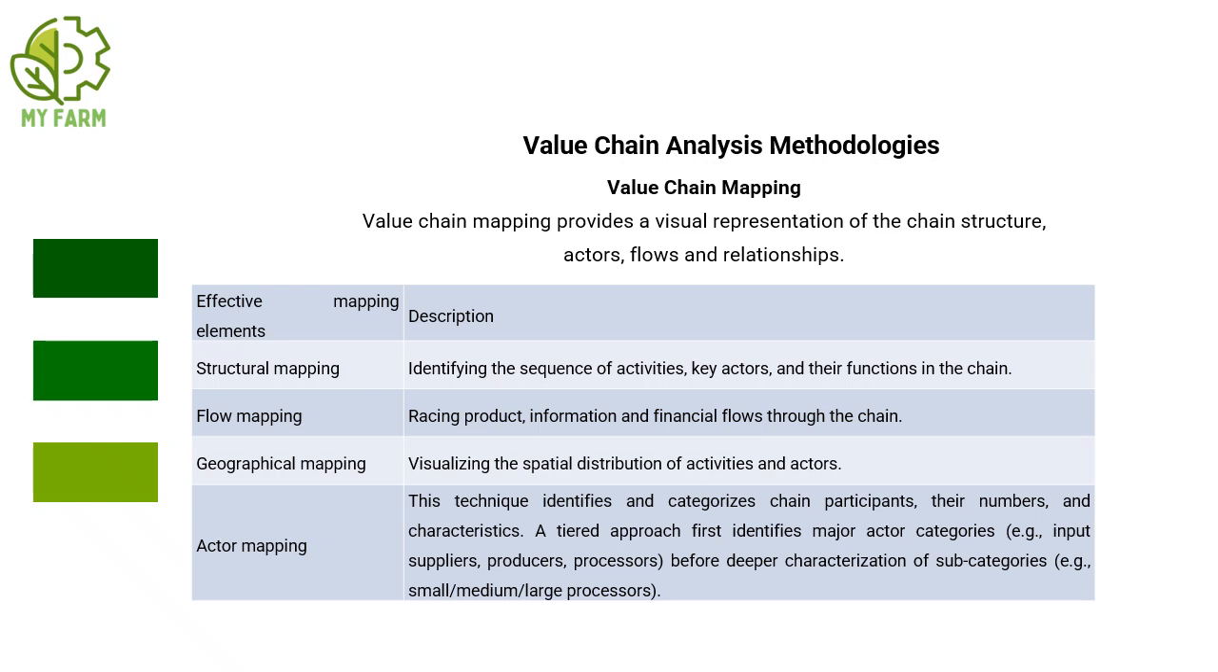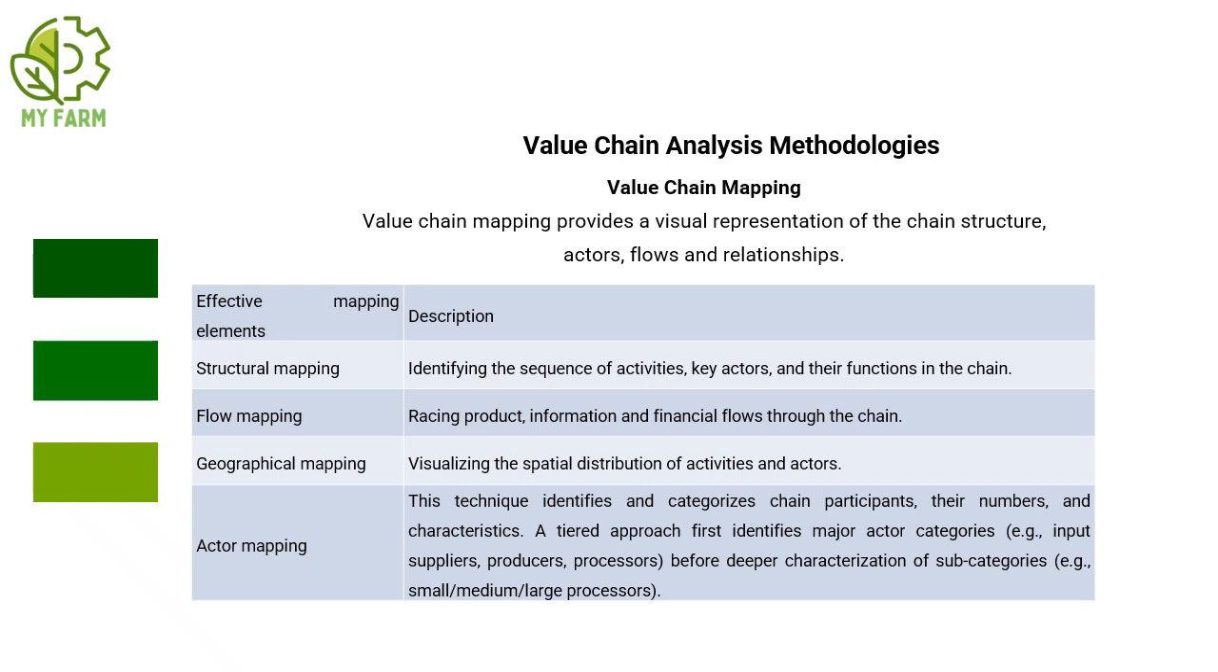The first fundamental approach is value chain mapping, which provides a visual representation of the chain structure, actors, flows, and relationships. Structural mapping identifies the sequence of activities, key actors, and their functions in the chain. This creates a clearer picture of who does what and in what order, revealing the basic architecture of the value chain. Flow mapping traces product, information, and financial flows through the chain. This shows not just the physical movement of products, but also how information and money flow between actors, often in opposite directions to product flows.